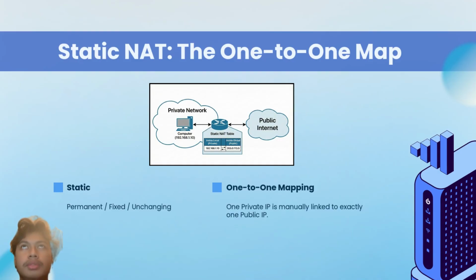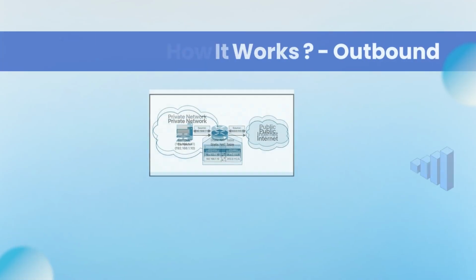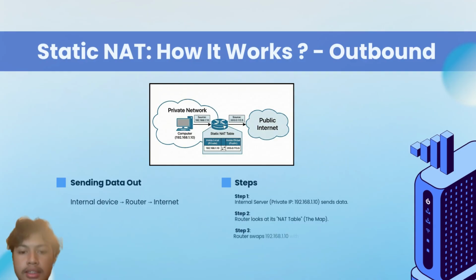For example, think of it like a direct phone line to a CEO in a company. No matter when you call, that specific number always rings that one specific person. So you cannot change the direction or the link of the phone call. That is basically what static NAT is all about. It's all about the one-to-one mapping where one private IP is manually linked to one public IP address.